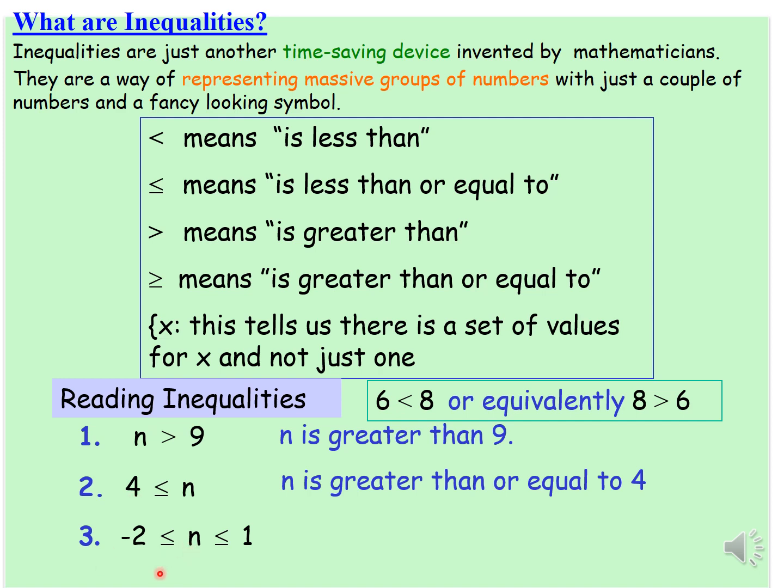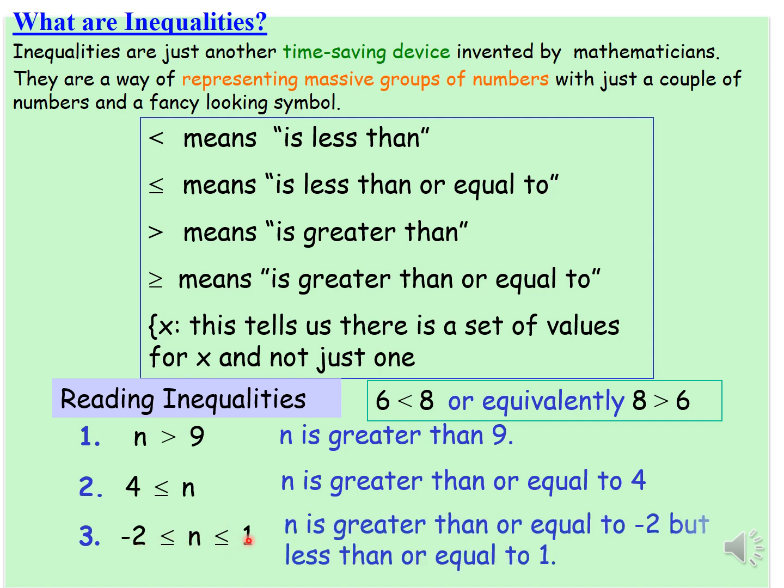This one, so we read this part first. So we say n is greater than or equal to -2, and n is less than or equal to 1. Okay, that's how we read it. n is greater than or equal to -2, but less than or equal to 1.